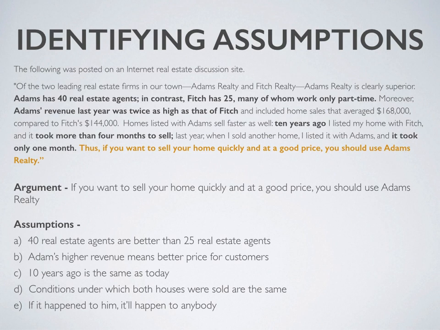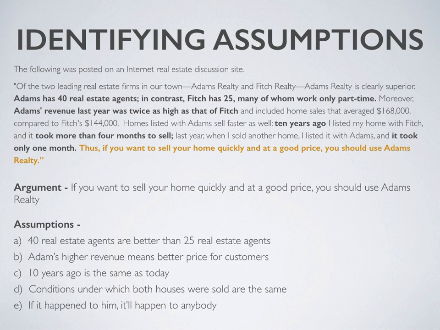In the next paragraph, you will talk about the first point, which is the 40 real estate agents versus 25. You'll give your 2 cents and you'll explain why it's an incorrect assumption. And then you'll talk about what it implies if this assumption was actually wrong.